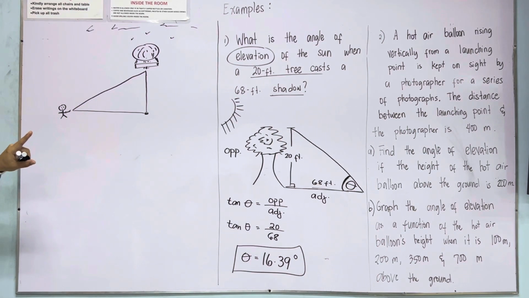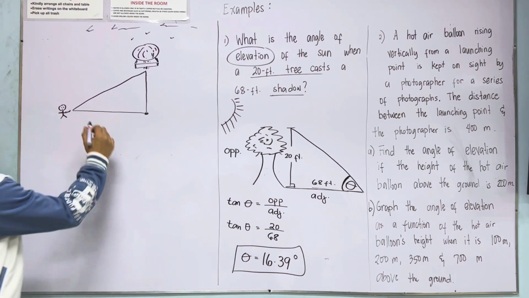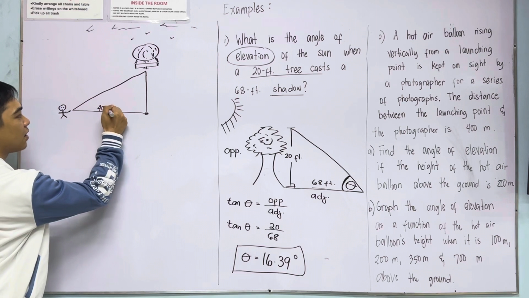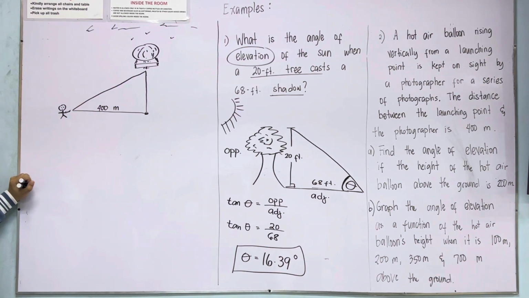Now, kunin na natin yung mga given. What is the distance from the launching point to the photographer? Ito si 400. Ano pa yung ibang given? Wala na, no? Ito lang.